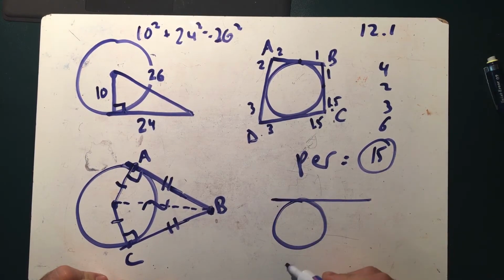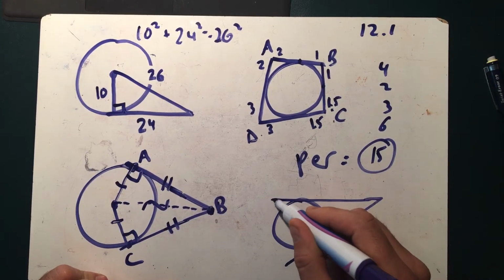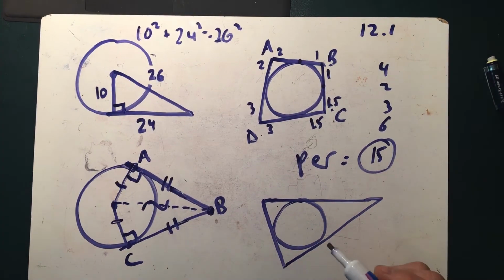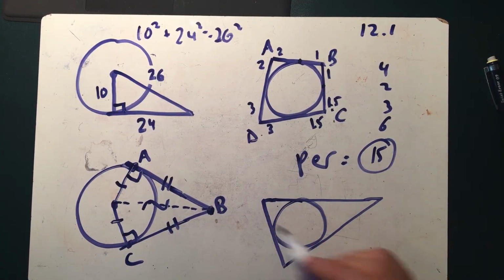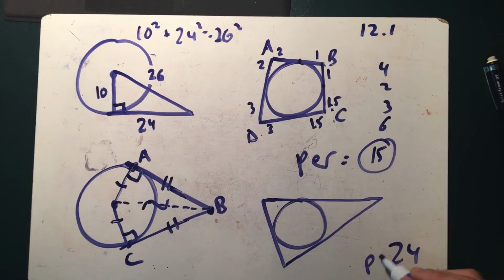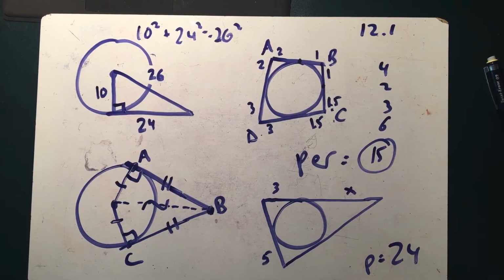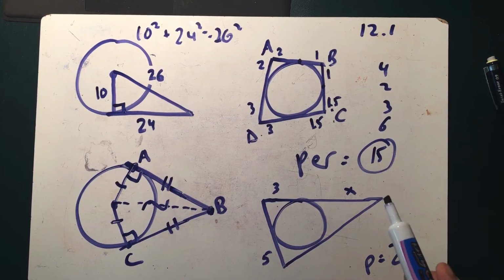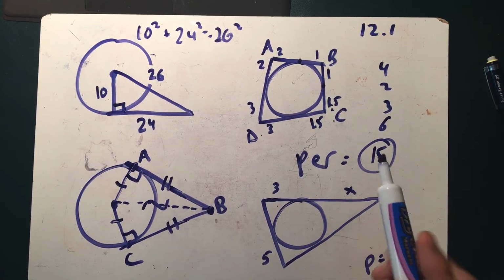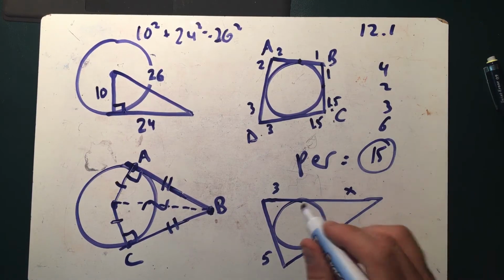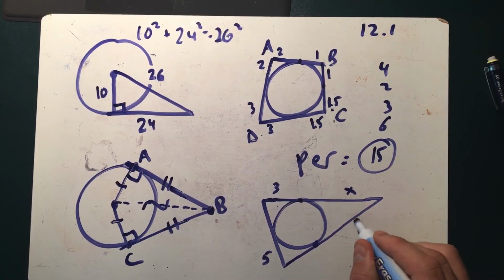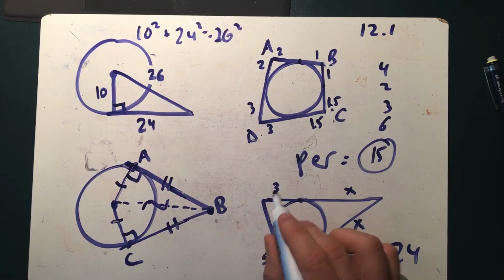Now, my favorite type of problem with this is something like this. They're going to give you a problem like this, and they're going to say, the perimeter of this triangle is like 24. If this is 3 and this is 5, what is X? And you're like, what? That's impossible. There's 1, 2, 3, 4, 5, 6 parts, and there's only 2 of them that are given. But then you remember, oh yeah, if you draw 2 tangents from the same point, they're going to be congruent. So these are the same, both X. These are the same, both 5. These are the same, both 3.